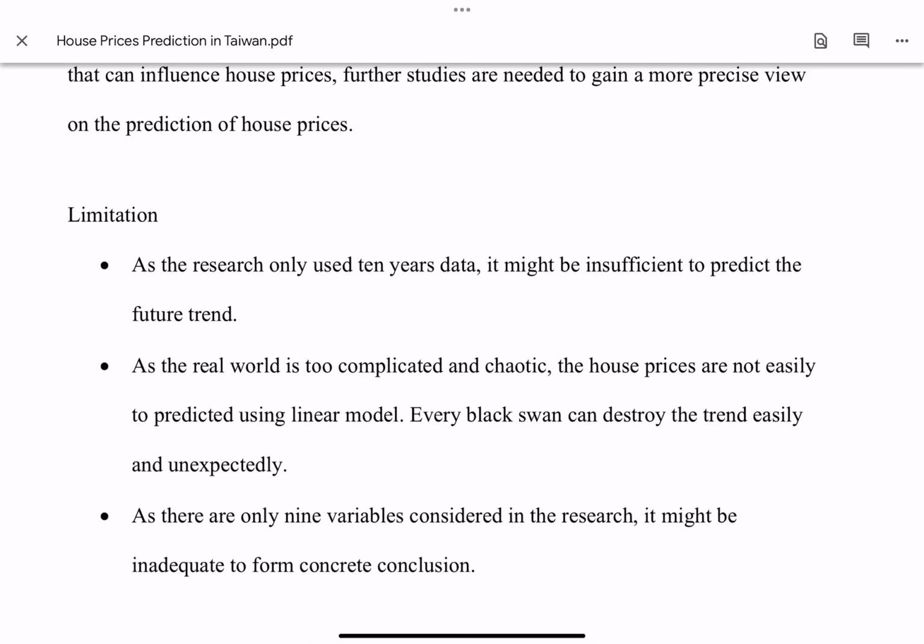Although we give you a conclusion and equation, there's still some limitation. First, we only use 10 years data. And second, as the real world is too complicated and chaotic, the house prices are not easy to predict using linear model. Third, we only use 9 variables to predict the house prices. It might be inadequate to form concrete conclusion.